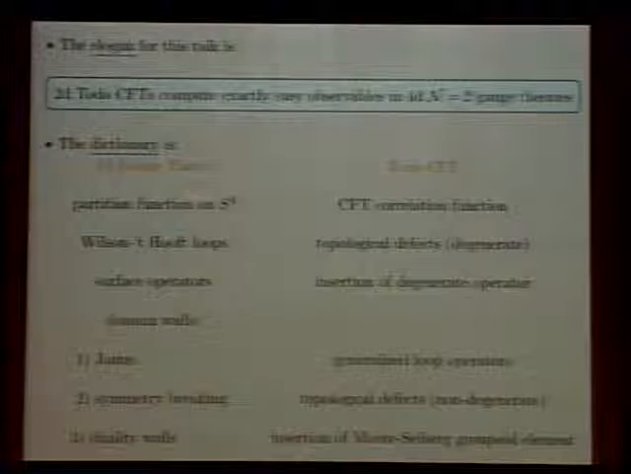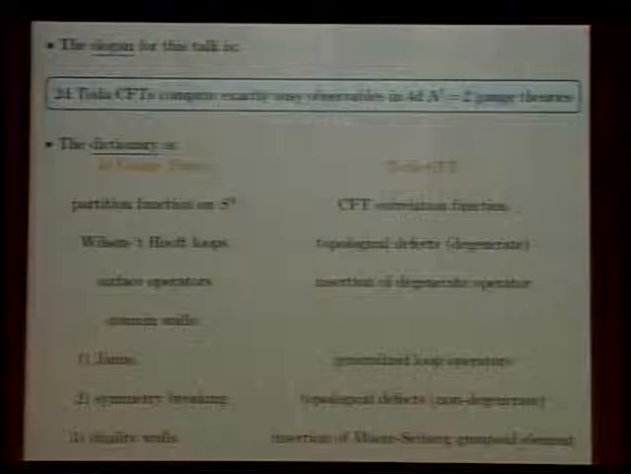So the basic dictionary is the following. The original work of Alday, Gaiotto, and Tachikawa realized that the partition function of a 4-dimensional N=2 gauge theory is exactly captured by a conformal field theory correlator on a particular Riemann surface. In this talk, what I'll be mainly describing is the conformal field theory dictionary to describe other interesting non-local operators in the gauge theory.